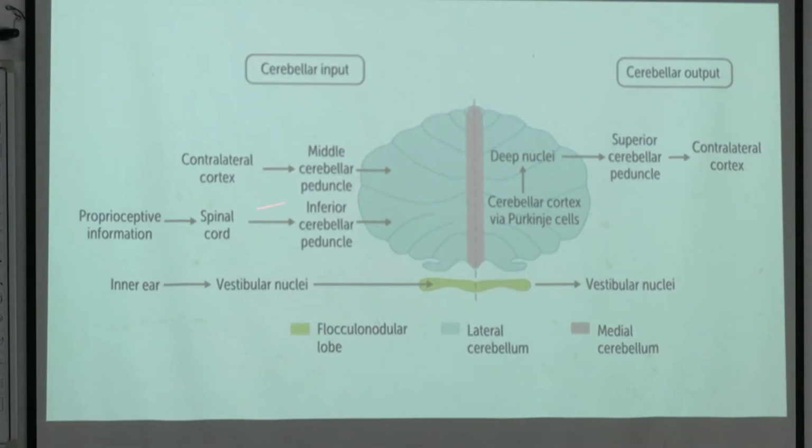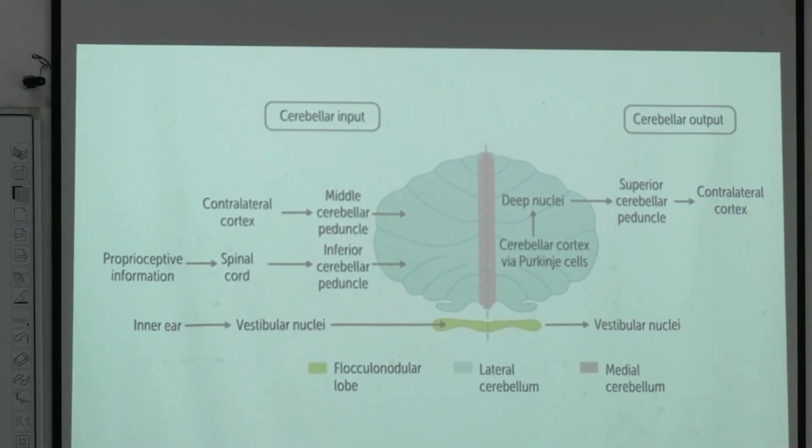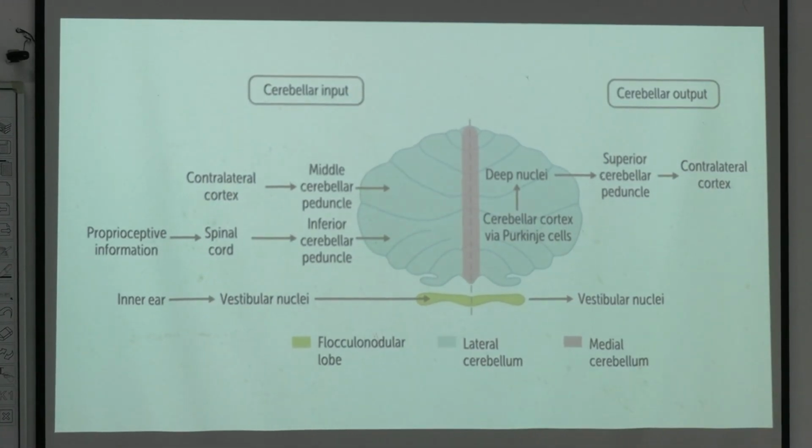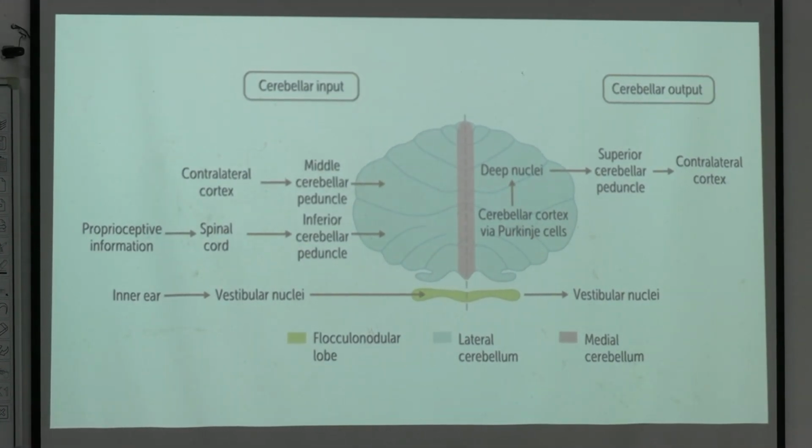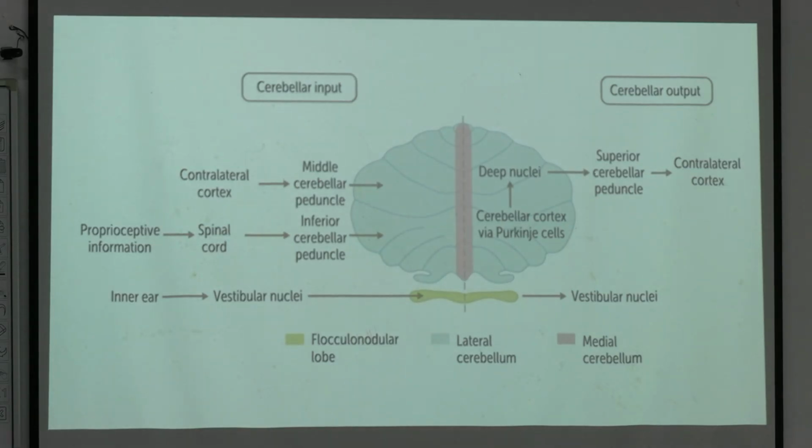Through the middle cerebellar peduncle. And proprioceptive information, what I told you, your joint position sense, runs through the spinal cord, and from the spinal cord nerve fibers also go to cerebellum through the inferior cerebellar peduncle, right? So proprioceptive information through the spinal cord goes to cerebellum through the inferior cerebellar peduncle, and from your inner ear the vestibulocochlear nerve sends nerve fibers to the vestibular nuclei, and from the vestibular nuclei it comes to the flocculonodular lobe, and from the flocculonodular lobe it again comes back to the vestibular nuclei.